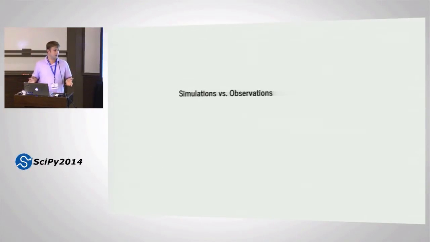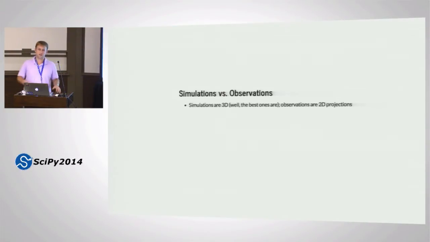Now, why would we want to simulate X-ray observations or any observations in the first place? Well, theorists like me are building simulations, and simulations, at least the best ones, are 3D, right? Or maybe some approximation of 2D, like a 2D cylindrical or 2D spherical situation, but observations of astronomical objects are 2D projections on the sky, right? So we've lost one dimension there. You're collapsing that radial dimension, if you will, all along one axis.